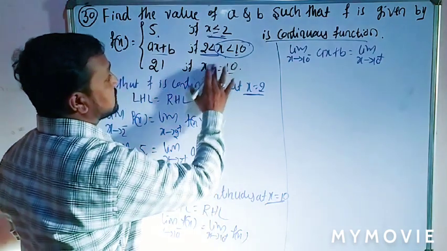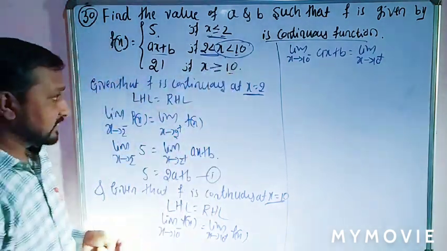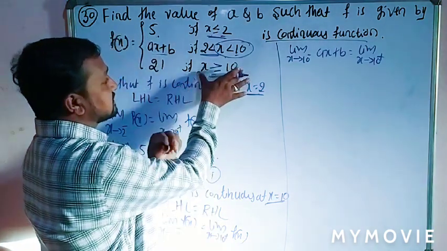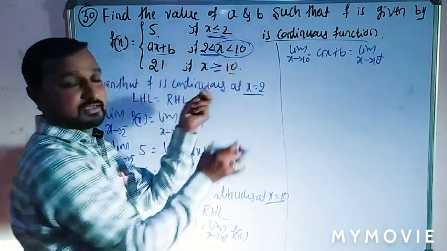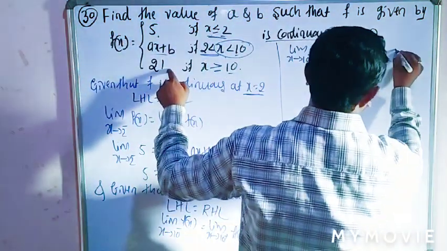So this is x is greater than 10. Sorry, this is x is greater than or equal to 10. Okay. So x is greater than or equal to 10. Then this is your RHL. What is your RHL? X is greater than or equal to 10. So note the correction here: this is 121.